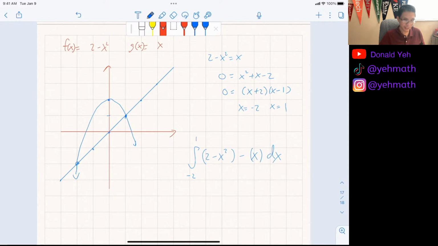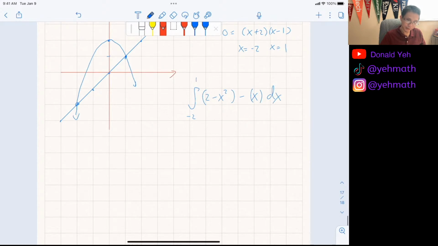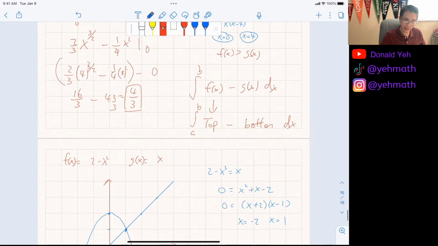Between -2 and 1, f of x is on top. Now what if I had asked you between 1 and infinity? Then g of x is on top. So you cannot just say it's always defined that way. No, you cannot. So that's why I say this is actually bad.